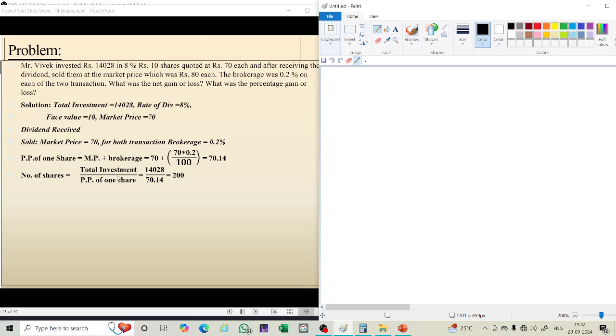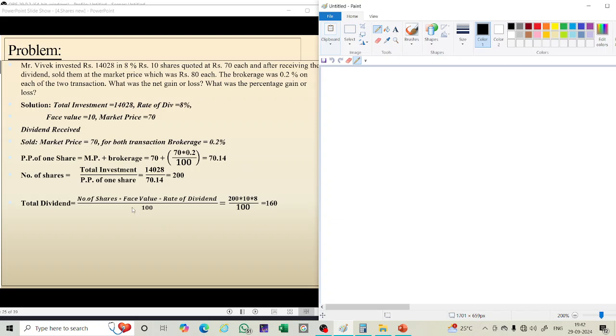Now after this we have to find total dividend. Formula to find total dividend is face value into number of shares into rate of dividend upon 100. Number of shares we have just calculated, 200, into face value they have given, 10. Rate of dividend is also given, 8. If we use all these values here, we get answer 160. Therefore total dividend is equal to 160.